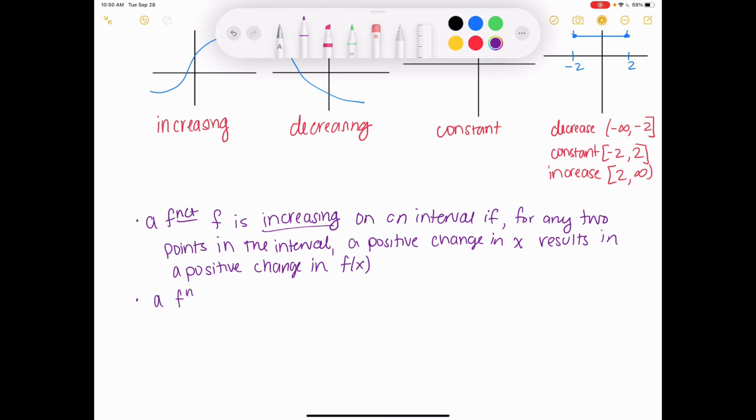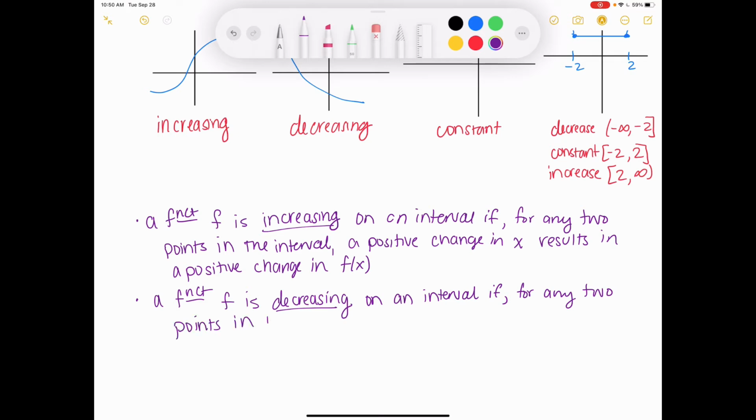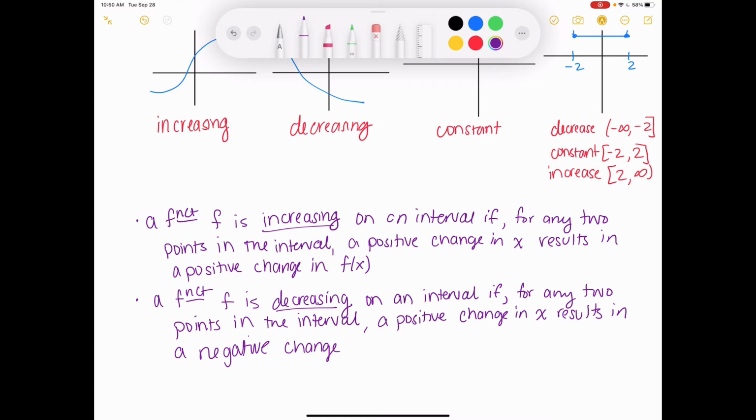A function f is decreasing on an interval if for any 2 points in the interval, a positive change in x results in a negative change in f of x.